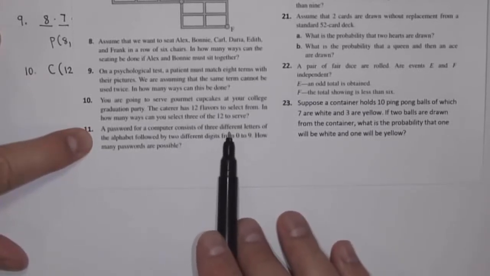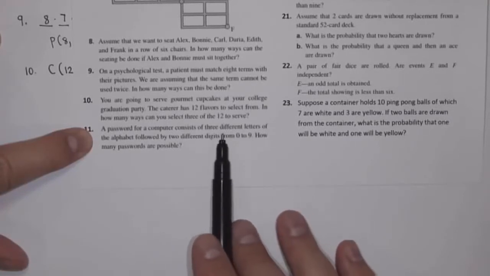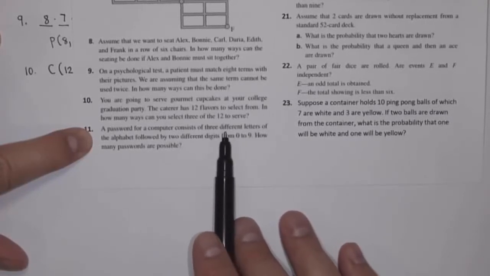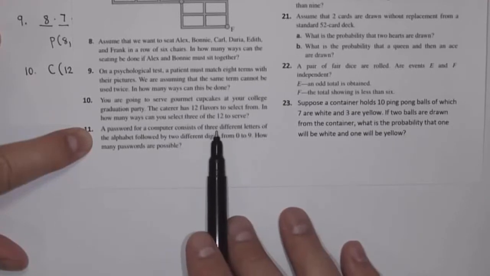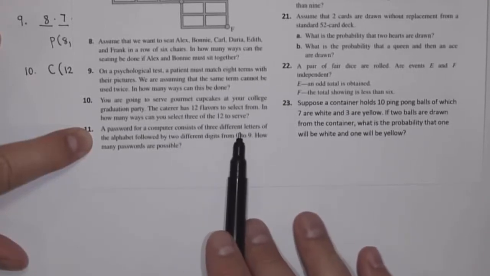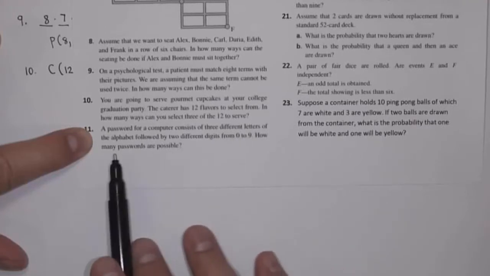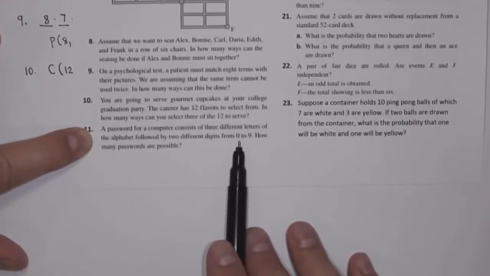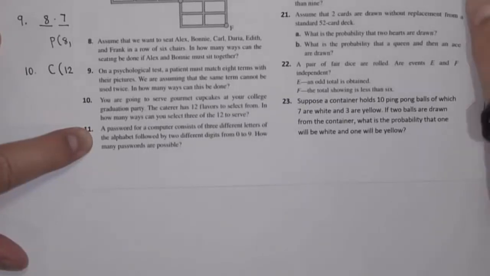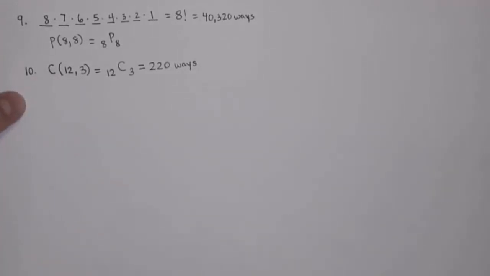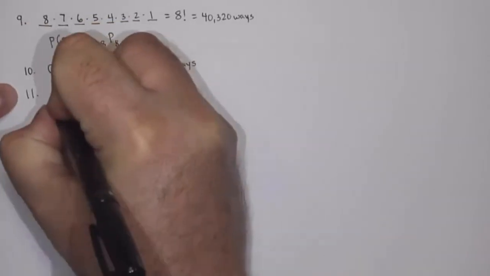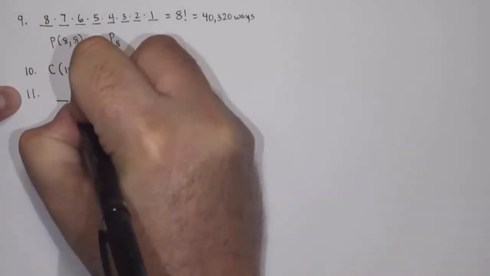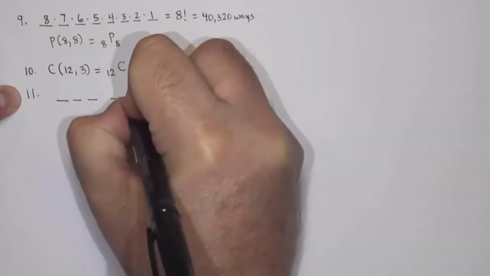Now notice the words that it's 3 different letters. So we wouldn't be able to do AAA, for example, or we wouldn't even be able to do ABA. It's got to be 3 different letters, and when we choose our 2 digits, they have to be different digits, so I couldn't choose, say, 77. It would have to be 76 or something like that. I can't use the same digit twice. So our password is going to consist of 3 letters and then 2 digits.